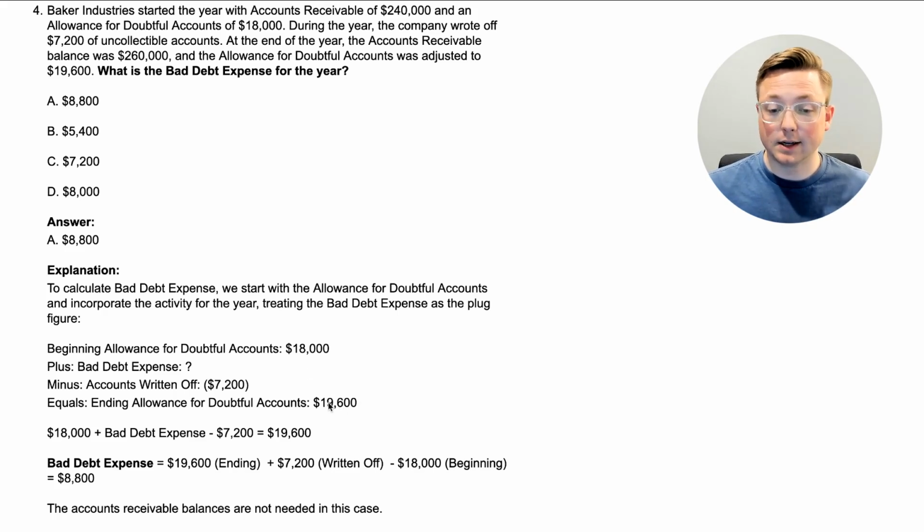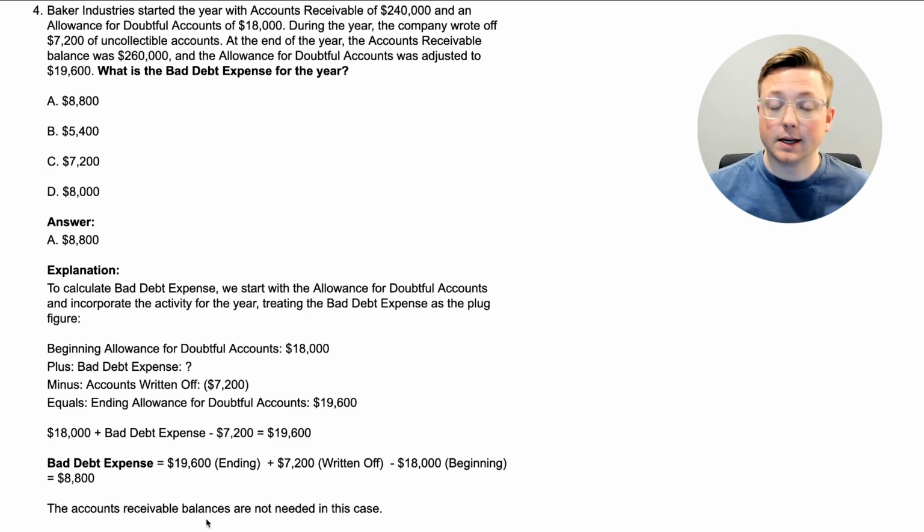or we can just start right away with the $19,600. We add back the accounts written off, so that would be $26,800, and then we subtract the $18,000, and that gets us to $8,800. So you can do it however makes the most sense to you, but essentially this bad debt expense is a plug in this situation. You are given the information that you need, and you just need to figure out what the bad debt expense was to be able to get to the ending amount. Now for this case, we didn't need to know the accounts receivable balance because again, we had the ending allowance for doubtful accounts already. So we didn't need this to figure out what the ending balance should be because we were already given what it was going to be.